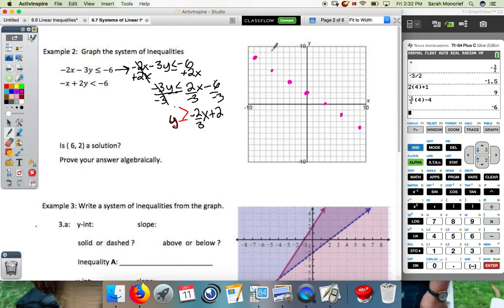All right, so now let's talk about what kind of line it's going to have to be. Is it solid or dashed? That's right, it's solid because we have this line underneath it. So that means we need to draw a line connecting all of our beautiful dots.